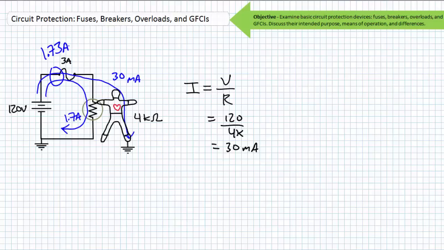The 3 amp rated fuse does not blow because the current draw, although dangerous and deadly to the operator, is well inside its operational range. We'll discuss a means of protecting operators from small leakage currents when we discuss the ground fault current interrupter, but understand a fuse does not offer this level of protection.